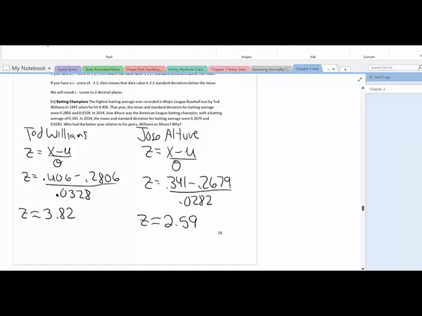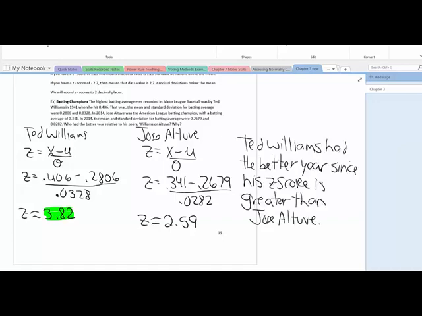Right? Well, whose z-score is higher, Ted Williams or Jose Altuve? Well, clearly that is going to be Ted Williams. That is a higher z-score than Jose Altuve's. So Ted Williams had the better year. So let me write this out for you now. Ted Williams had the better year since his z-score is greater than Jose Altuve's.